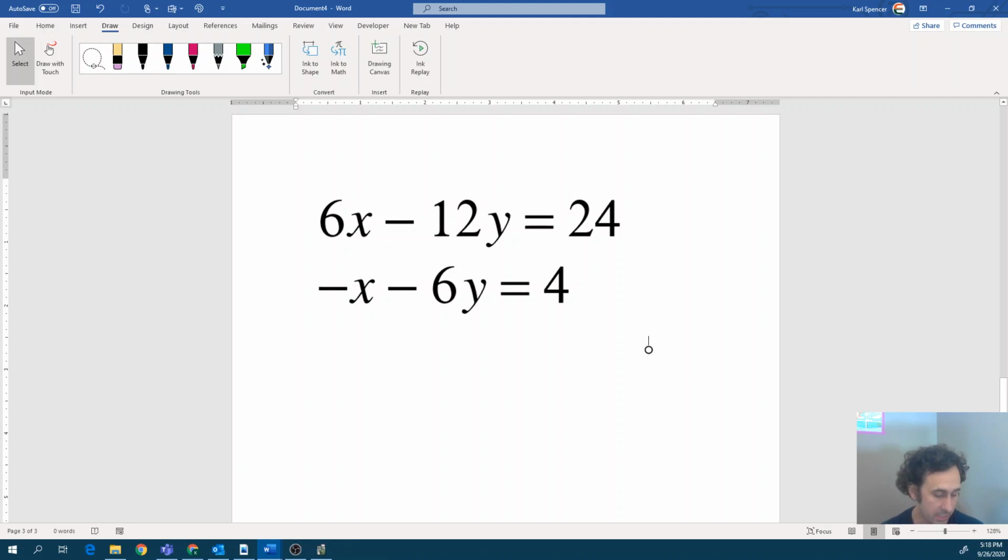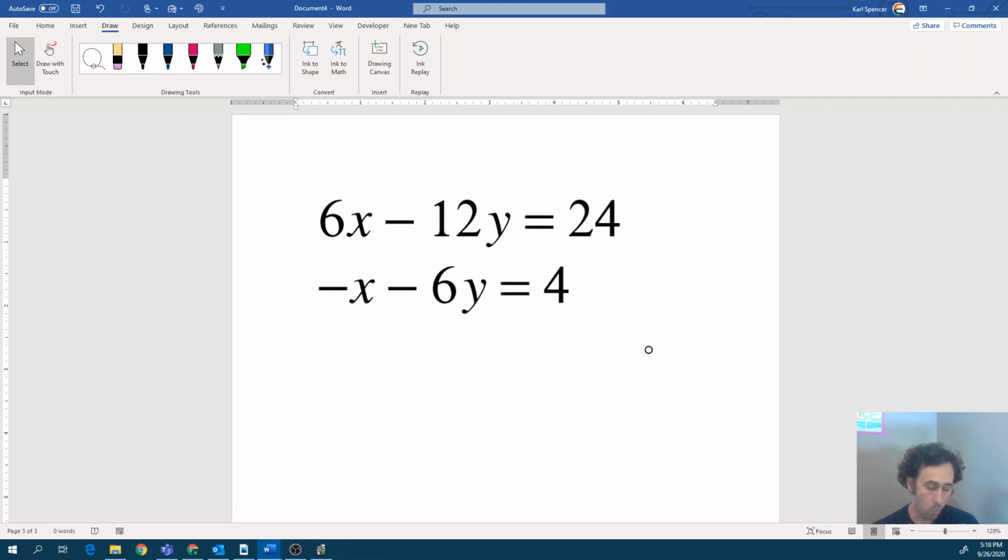Again, we have 6x minus 12y equals 24, and negative x minus 6y equals 4. If you want to pause the video and try this problem on your own, please do. Otherwise, if we are going to solve this, we can see very quickly if we just add them together, nothing would cancel out. So we need to multiply one of our equations, or possibly both of our equations, by some value so that they cancel out, so that they're opposites.